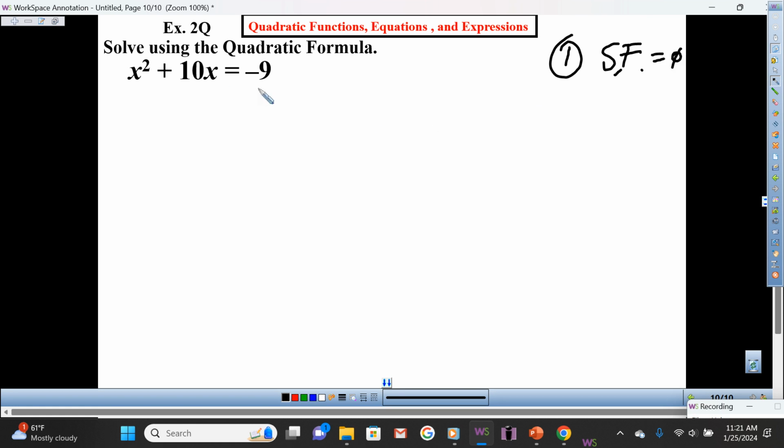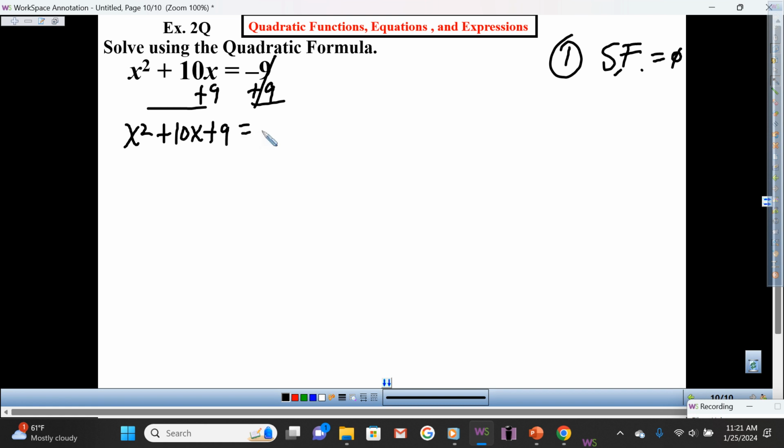So is this in standard form equal to 0? No, therefore we add 9 to each side. We end up with x squared plus 10x plus 9 equal to 0. Now in standard form, on your step, I want you to write this down: ax squared plus bx plus c equals 0. That's the standard form.